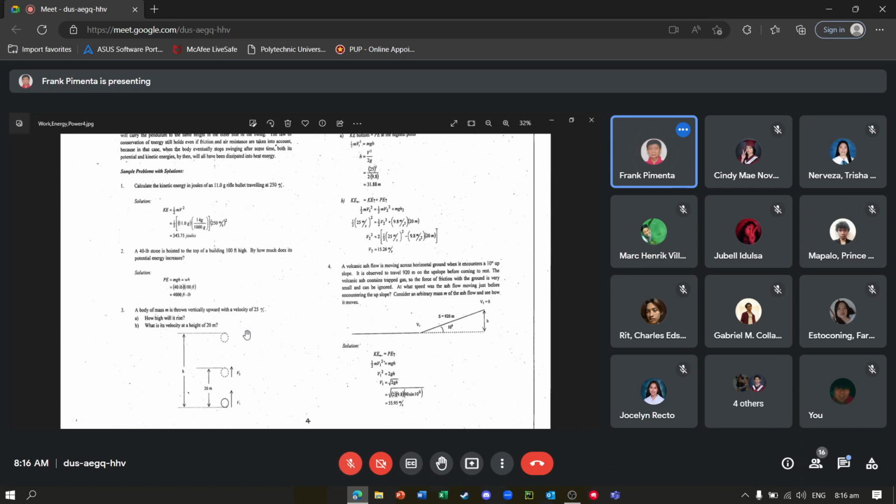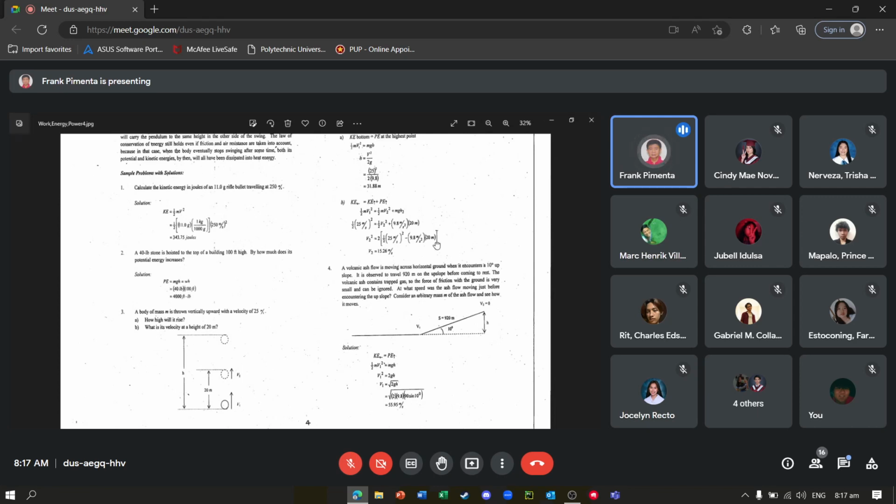So, the energy conservation and transformation here is: maximum kinetic energy is equal to maximum potential energy. And the equation now is 1/2 mv maximum squared equals mg h maximum.